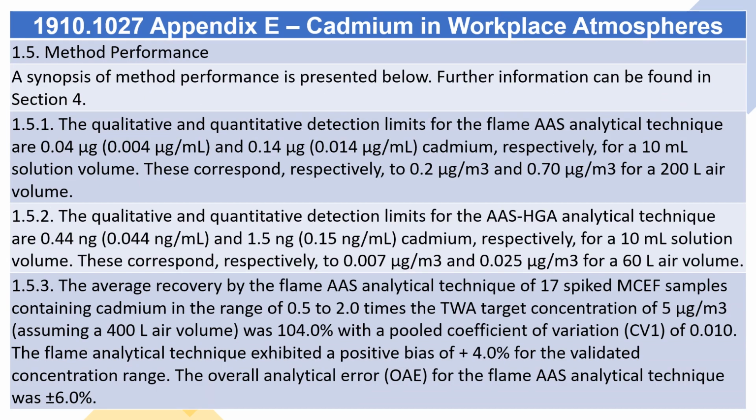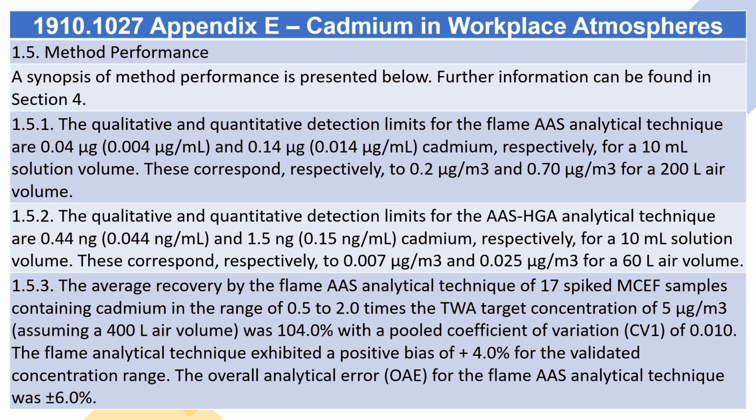1.5. Method performance. A synopsis of method performance is presented below. Further information can be found in section 4. 1.5.1. The qualitative and quantitative detection limits for the flame AAS analytical technique are 0.04 µg, 0.004 µg/ml, and 0.14 µg, 0.014 µg/ml cadmium, respectively, for a 10 ml solution volume. These correspond, respectively, to 0.2 micrograms per cubic meter and 0.70 micrograms per cubic meter for a 200 L air volume.